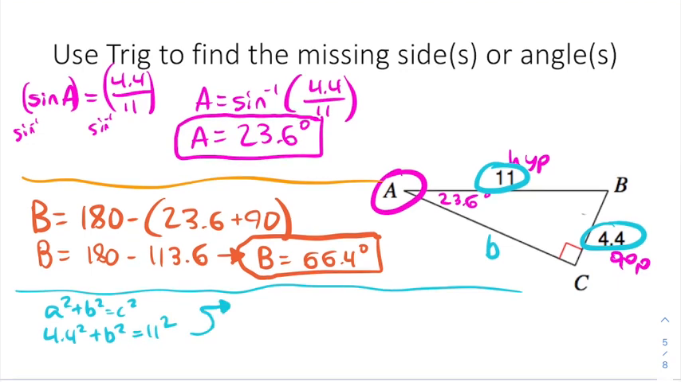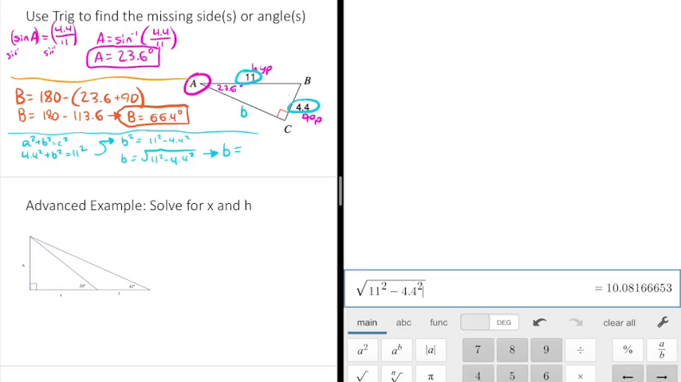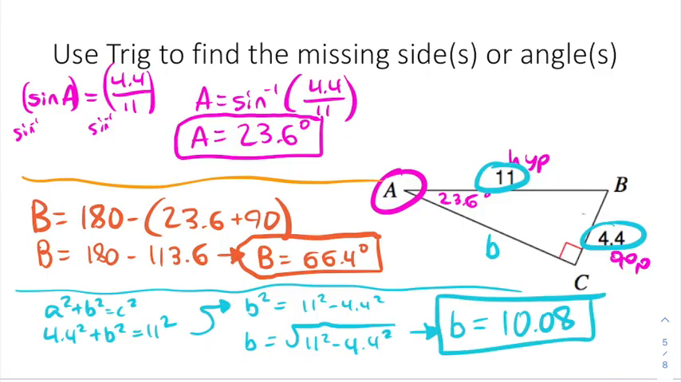And I'm going to keep things exact as long as I can, so I'm going to move over that 4.4 squared and then square root both sides. And I'll just type that whole thing into the calculator. And that gives me 10.08, which was our final piece of missing information.